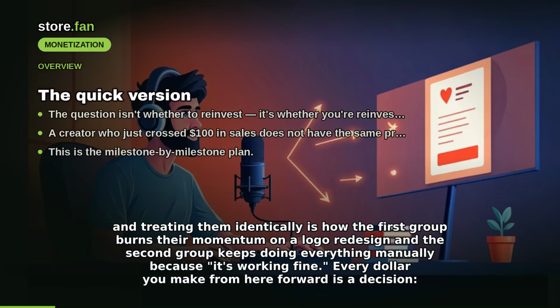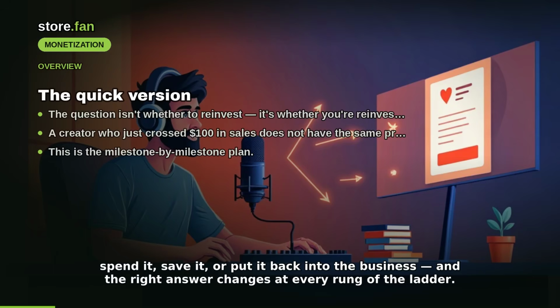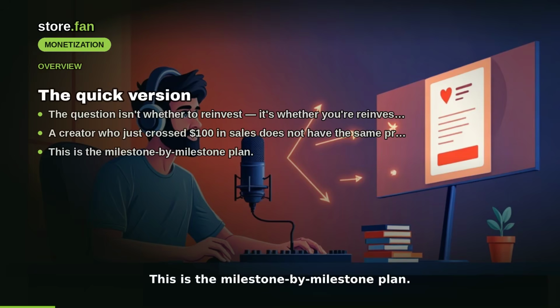Every dollar you make from here forward is a decision. Spend it, save it, or put it back into the business. And the right answer changes at every rung of the ladder. This is the milestone-by-milestone plan.